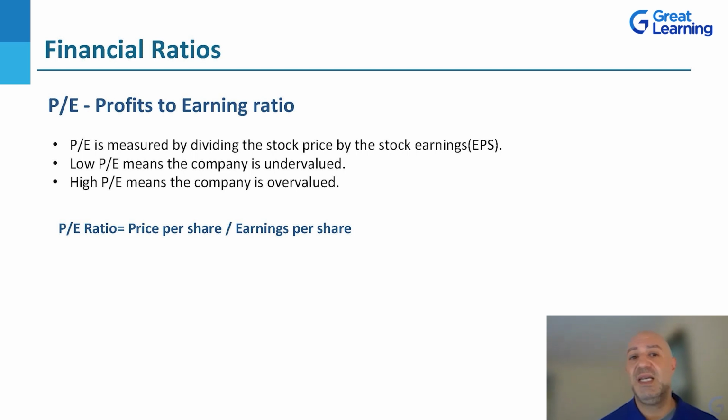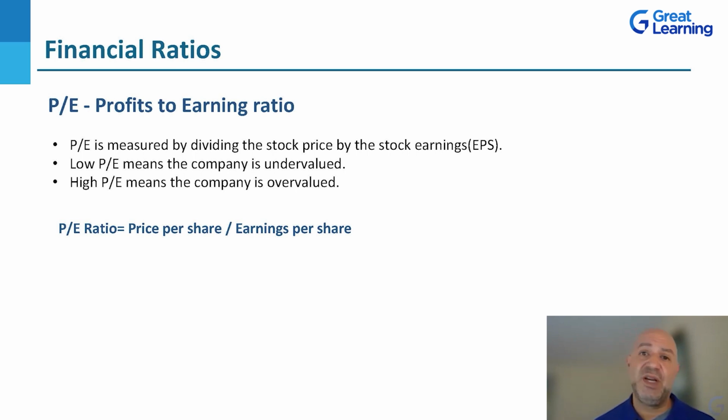So PE is measured by dividing the stock price by the stock earnings. And again, if you look up a quote, as I mentioned, you'll see the PE ratio. And the PE ratio gives a nice overview of whether the company is overvalued or undervalued. So a low PE means the company is undervalued. So if you're putting your investment hats on, that's what people look at.